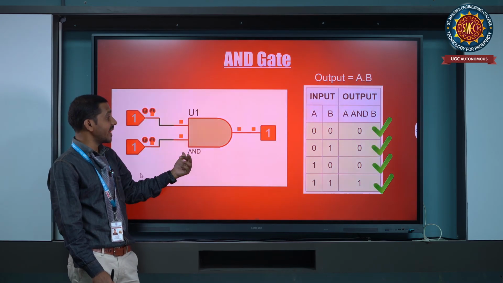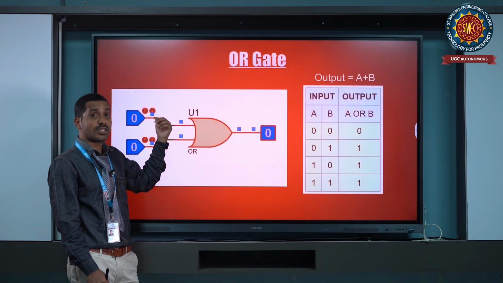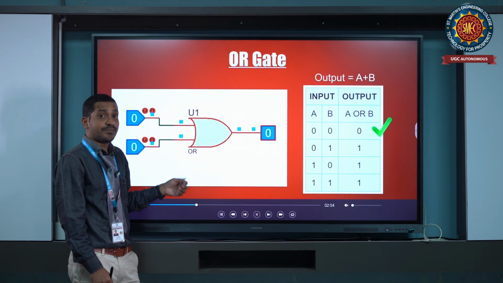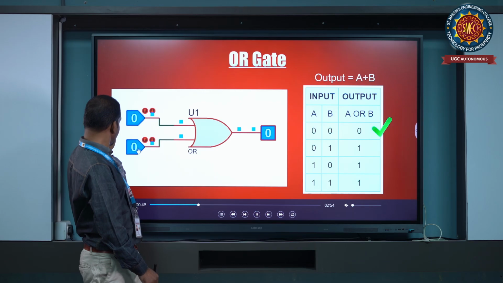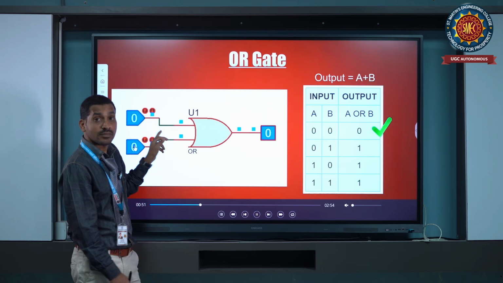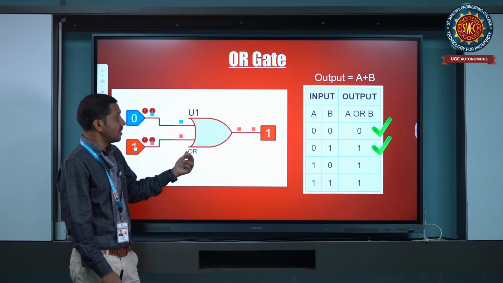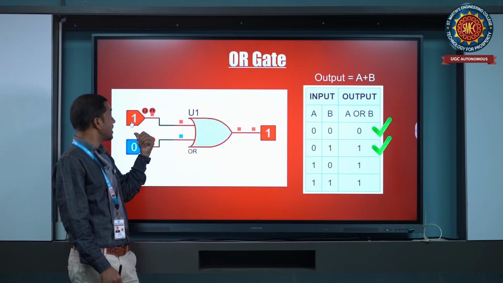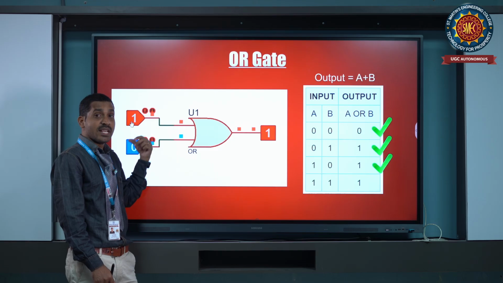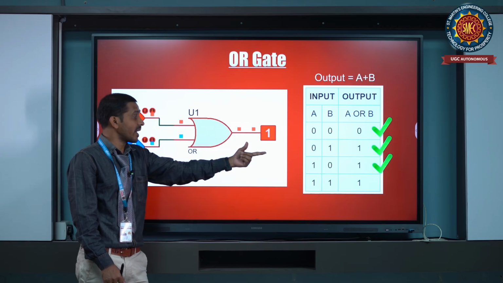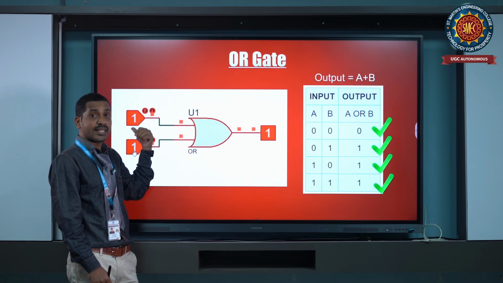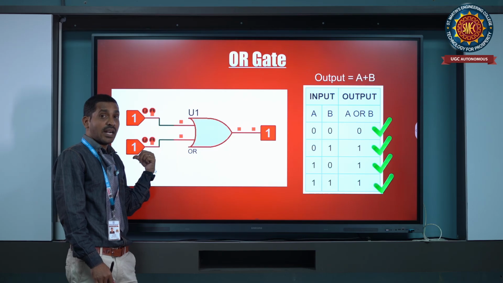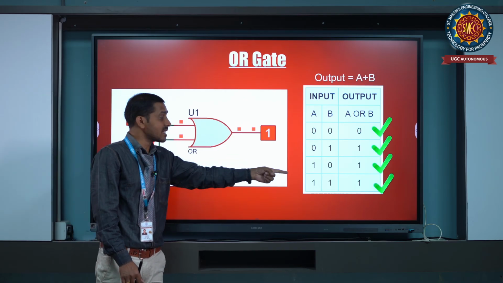Next one is the OR gate. With 0, 0 the output is 0. Then A is 0 and B is 1, the output is 1. Then A is 1 and B is 0, it will produce the output 1. Then A is 1 and B is 1, and it will produce the output 1.